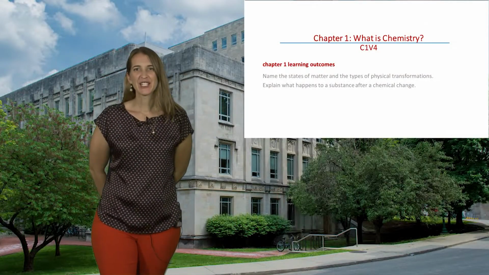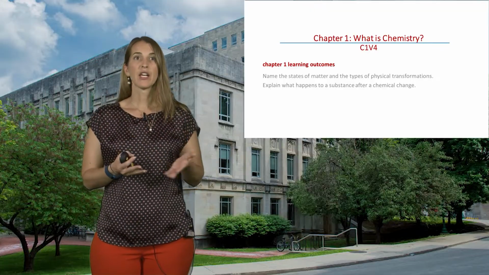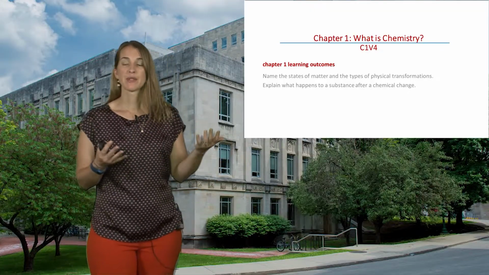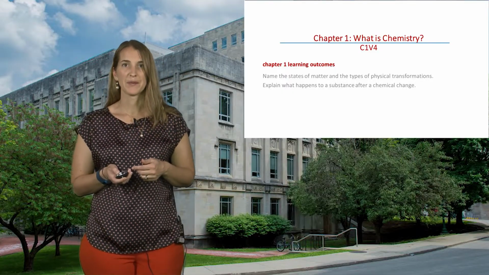All right, we are finishing up chapter 1. We are going to be looking at the states of matter and chemical and physical changes. Remember last time we looked at the composition of matter, and now we're just going to look at the states really briefly to finish up this chapter.